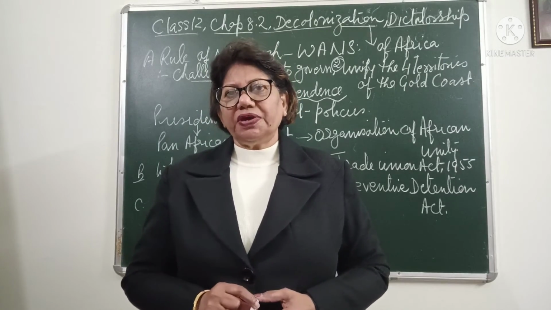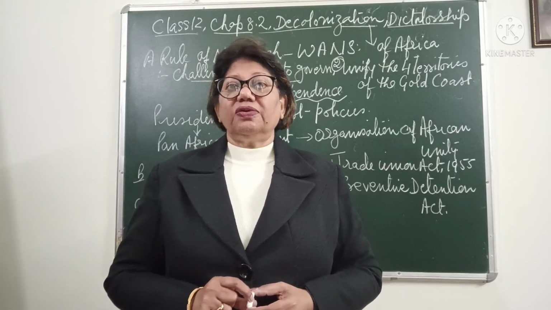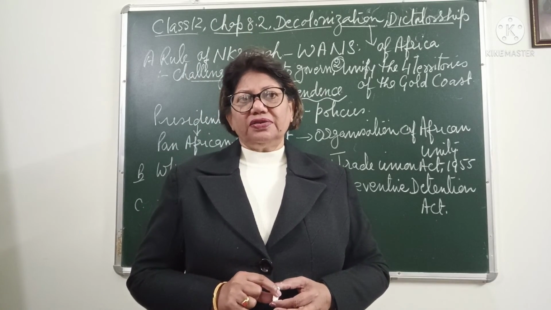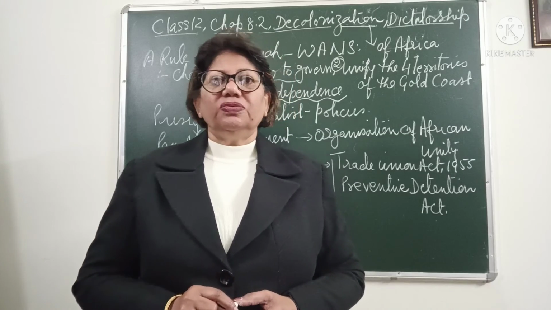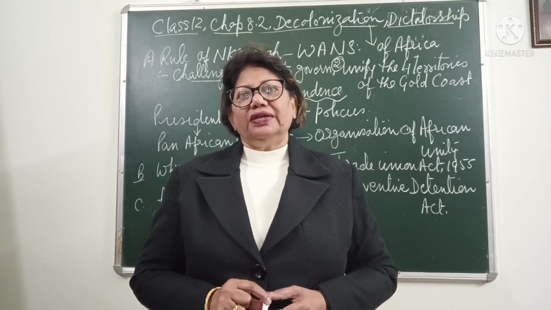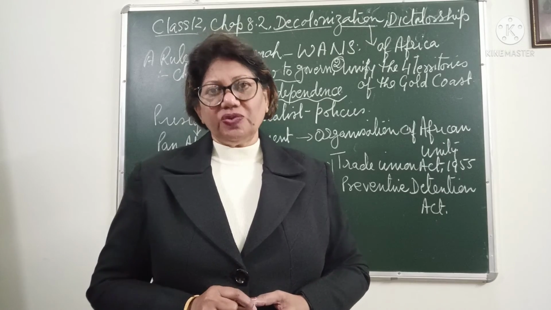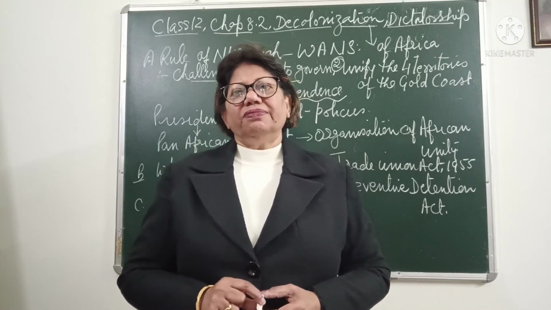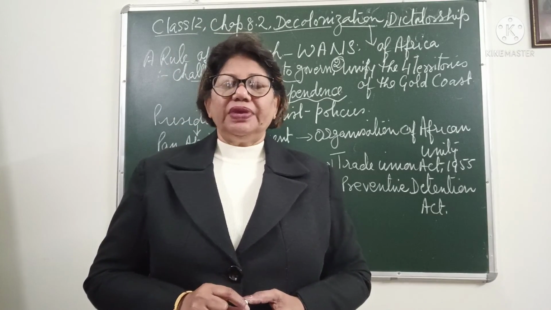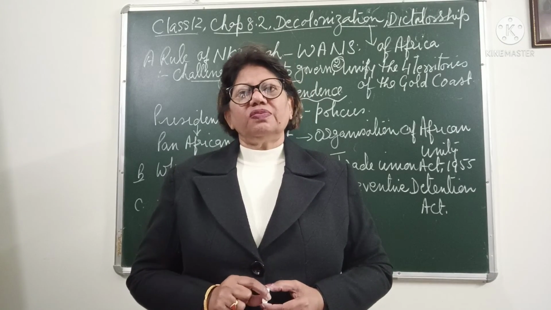So this was the topic of decolonization. And here we saw how in the main part of West Africa, Ghana, which was under the control of the United Kingdom, got independence with the effort of Kwame Nkrumah. But later, because of his dictatorship, he became very unpopular and his downfall came. So this was the topic.